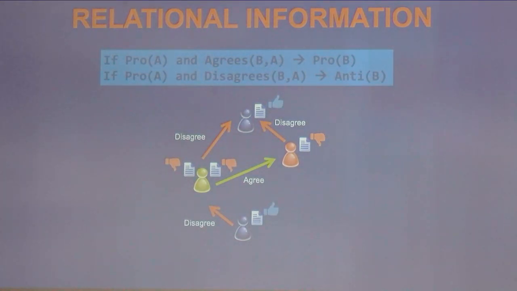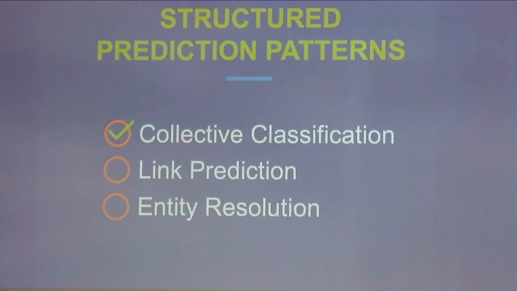And it gives you this nice way of propagating agreements and disagreements throughout the network and doing it in a structured way. So using this, I can infer the pro and anti. Okay, so that's the first pattern.